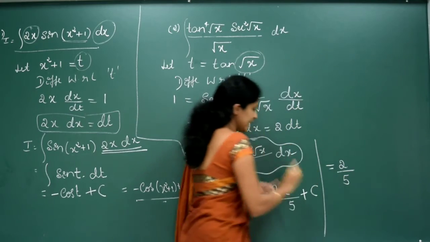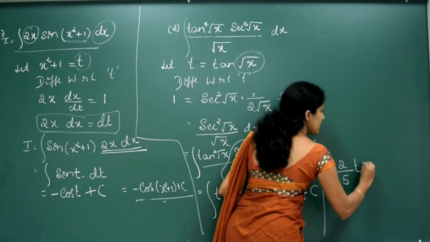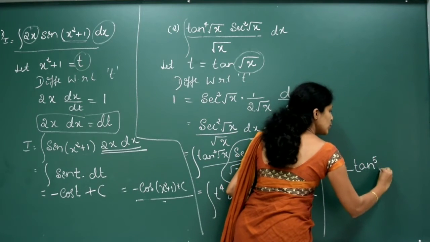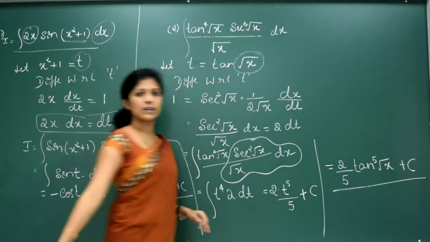So plus c. Again I can write this as 2 by 5 times the value of t. What is t here? Tan root x. So I have to write tan to the power 5 root x plus c. So this is the integral of the given function.